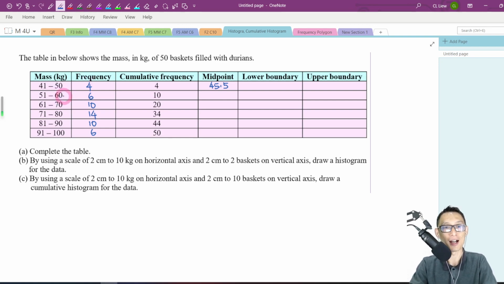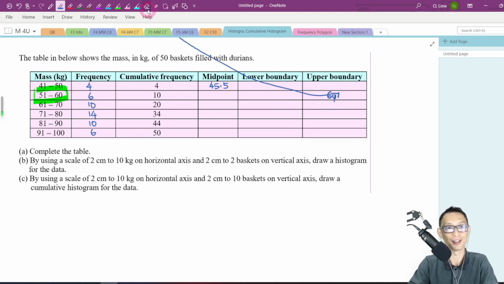So let's say if I ask you the upper boundary for... Okay, now let's focus on this class interval first. If I ask you what's the upper boundary for this class interval, 60 plus 61 divided by 2, you will get 60.5.